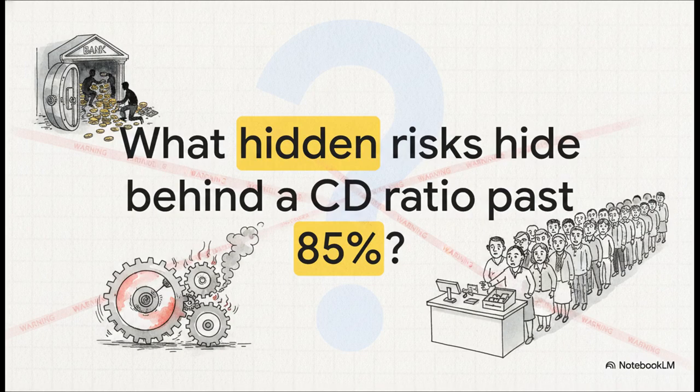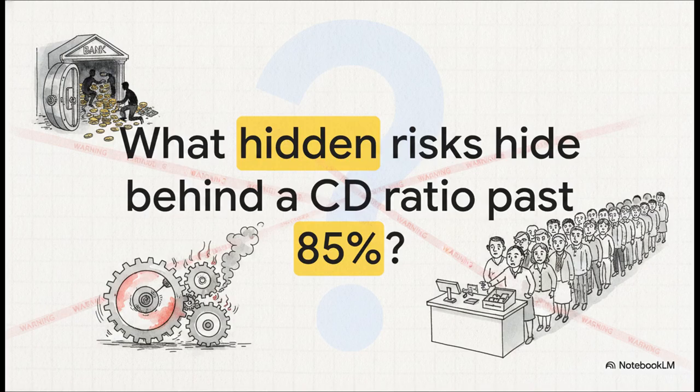Which leaves us with this. If you see a bank constantly pushing its CD ratio past that 85% threshold, you really have to ask yourself, what hidden risks are they taking just to keep their engine running? Are they quietly scrambling behind the scenes for really expensive deposits? And honestly, more importantly, are they actually prepared for a liquidity shock?